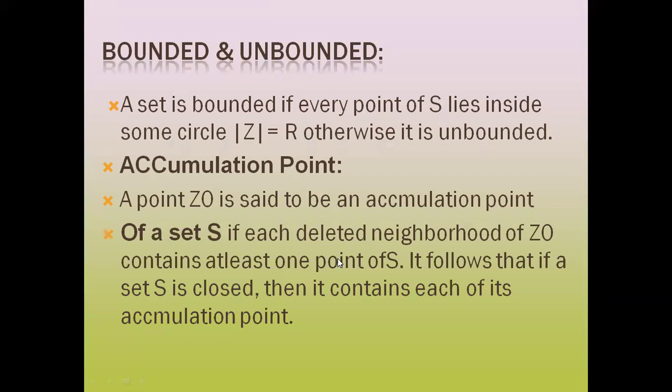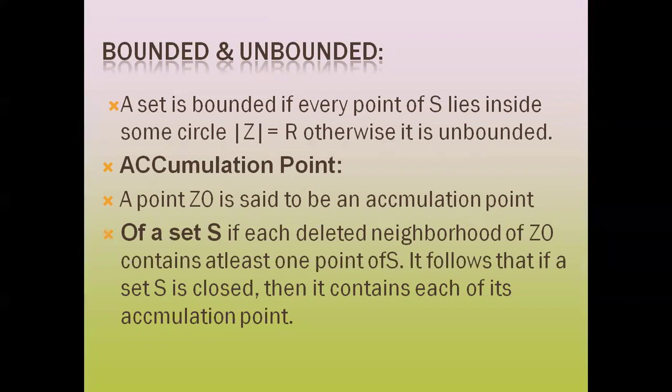Okay, next, bounded and unbounded sets. A set is bounded if every point of S lies inside some circle, modulus of z equal to R; otherwise it is unbounded. So a set that fits inside a circle is called bounded, and one that does not is called unbounded. Next, accumulation point. When a set is closed, it contains its boundary points, which are accumulation points.